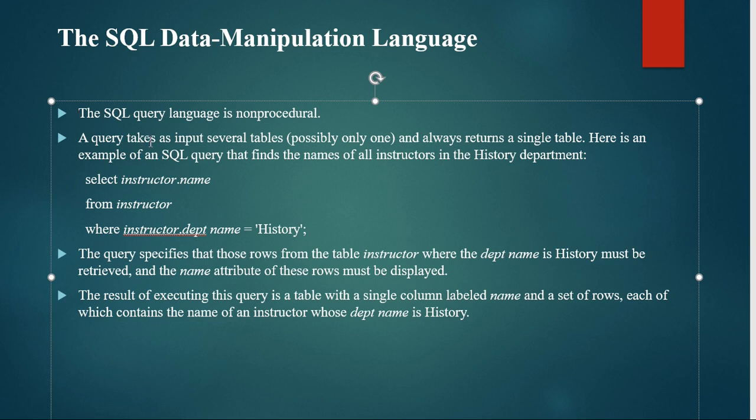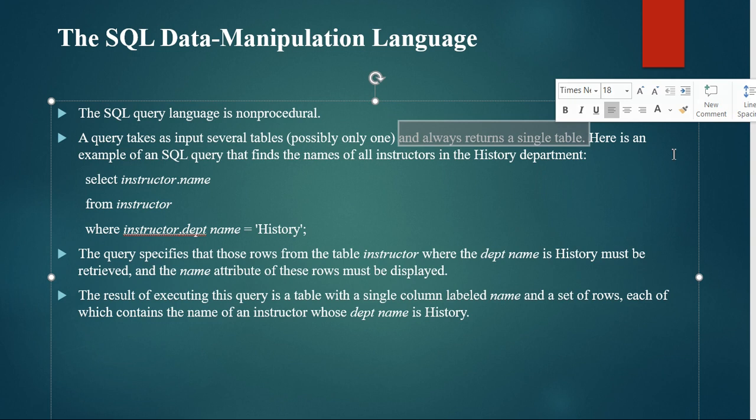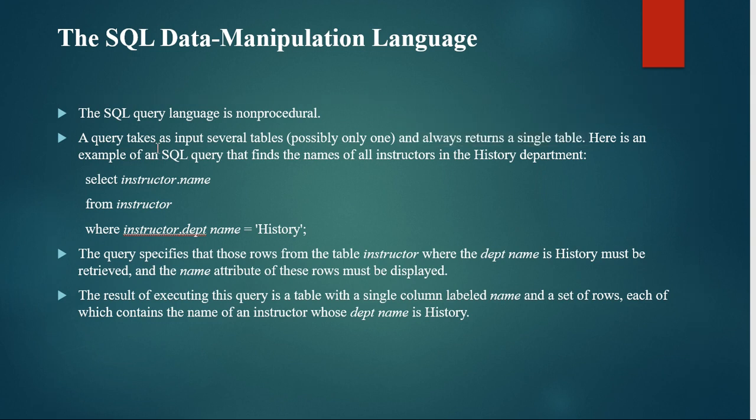A query takes input in the form of several tables. Possibly only one table can also be considered, and it always returns a single table. Why a single table? Because you give one table as input and ask for information from that table. Here is an example of an SQL query: finding the names of all instructors in the history department. We have already seen this database in our prior lectures.